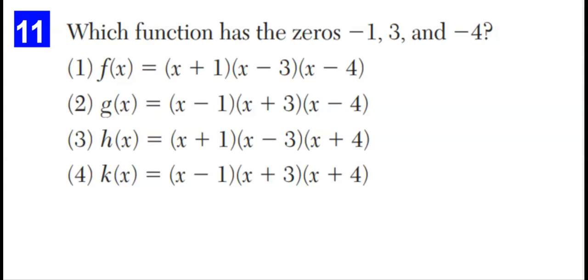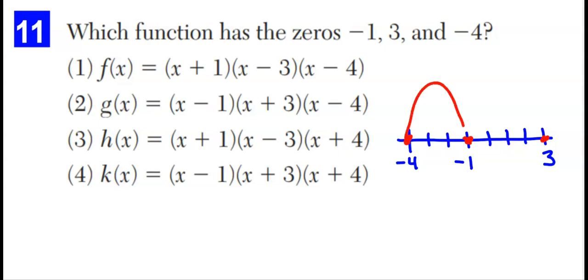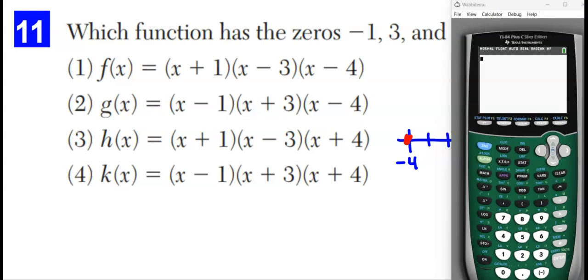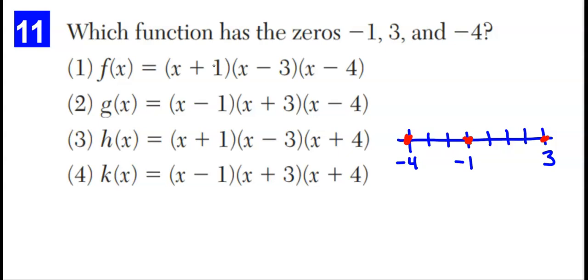Which function has zeros of negative 1, 3, and negative 4? A zero is when you touch the x-axis at these points, and anything can happen in between here. But typically, it means that you're crossing the x-axis through those 3 points. Now, we could solve this algebraically, but we haven't gotten to that unit yet. So why don't we use our TI-84 just to do this pretty quickly. Now you'll notice in these options here, negative 1, 3, negative 4, that you see those numbers in all of these answer choices.